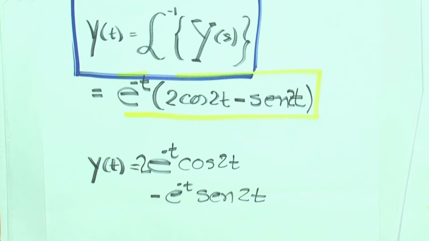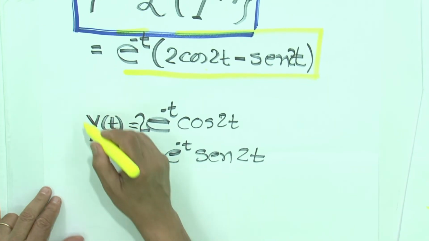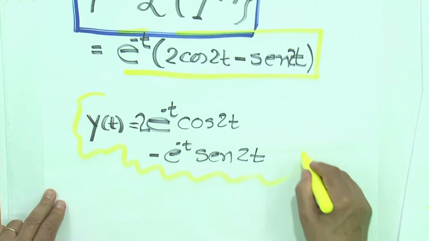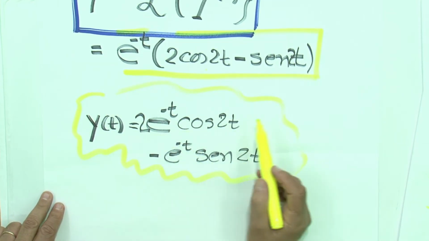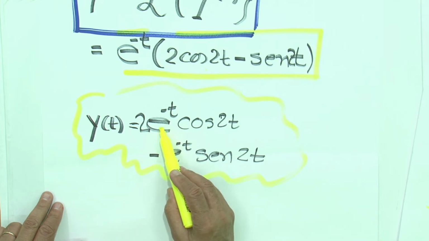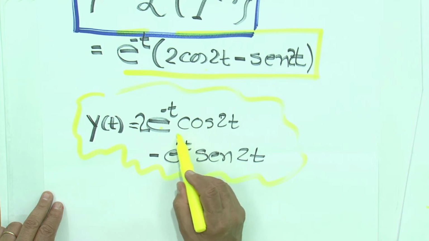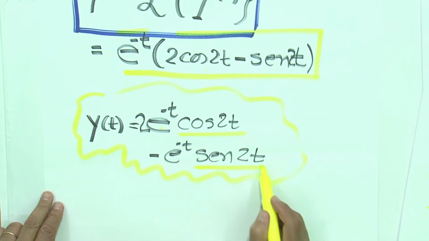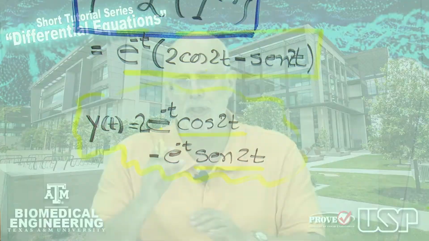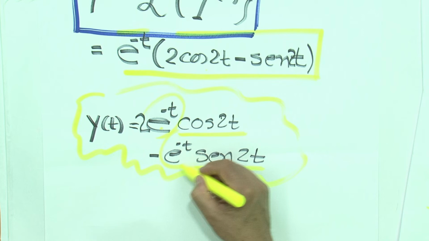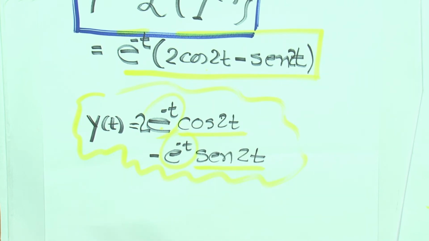Or, if you want to express this in a more elaborate way, you say that this is 2 times the exponential to the minus t cosine of 2t minus the exponential of minus t times sine. So this is a combination of oscillations with different amplitude, but with the same decay with respect to the variable t.